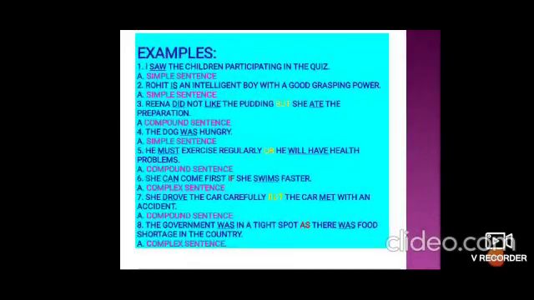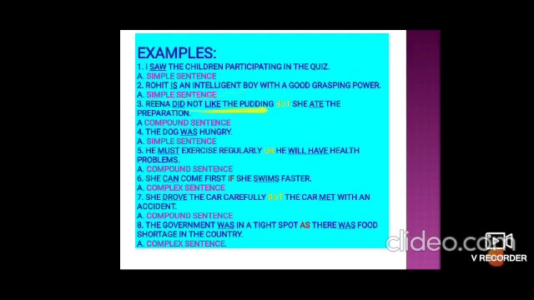Now next, there are some examples given. I saw the children participating in the quiz. Now as you can see, there is only one finite verb, so the sentence is a simple sentence. Number 2, Rohit is an intelligent boy with a good grasping power. There is no other finite verb except Rohit is, Rohit was, Rohit will be. So only one finite verb means simple.